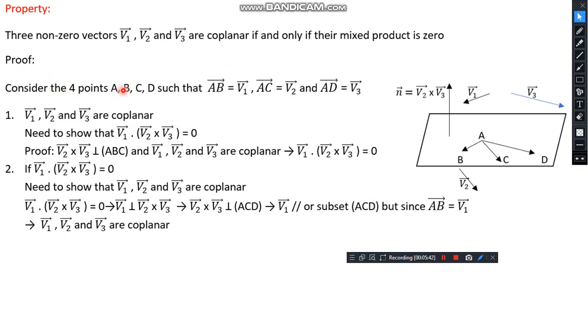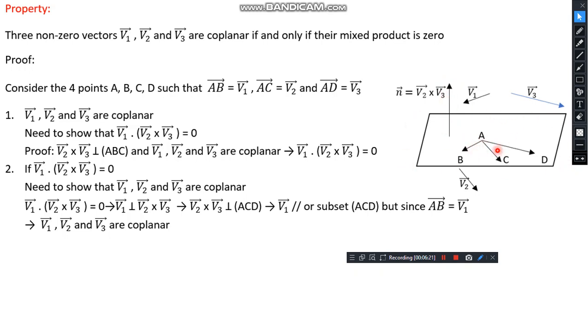First of all, consider 4 points A, B, C, D, such that vector AB equals vector V1, vector AC equals V2, and vector AD equals V3. Suppose V1, V2, V3 are coplanar. It means that vectors AB, AC, AD are coplanar. So first, suppose they are coplanar, we need to show that the mixed product is zero. Now, if they are coplanar, V2 cross V3, which is AC cross AD, this is the vector N. Vector N is perpendicular to this plane.